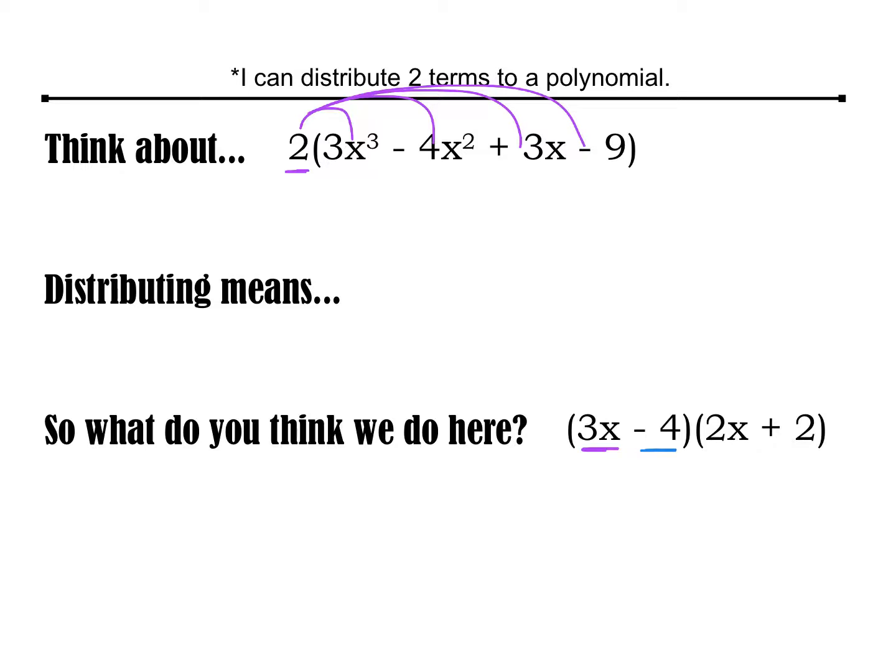So in this case, the 3x needs to be distributed to each piece in the other binomial, and the negative 4 needs to be distributed to each piece in the other binomial. So what needs to be distributed? What terms need to be distributed to? And then do I have any like terms? So let's go ahead and do this problem.